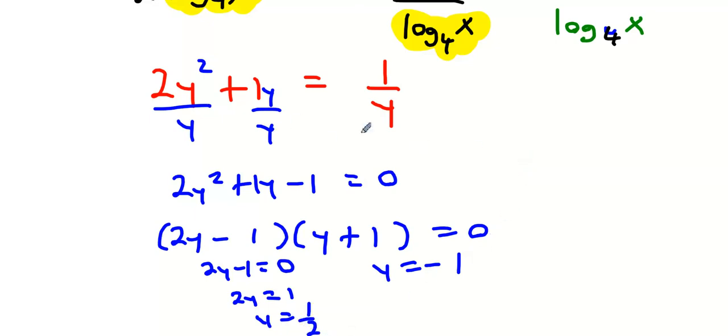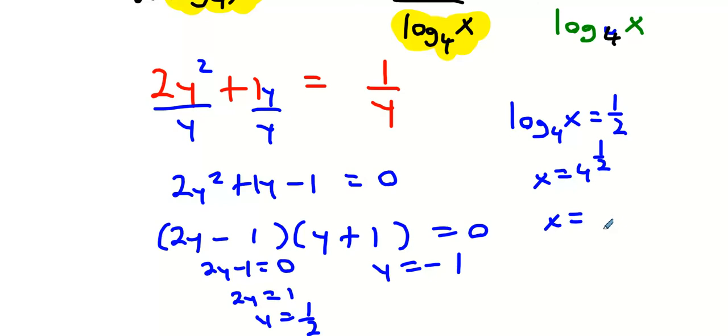Now, here's what we're getting now. We're getting log x base 4 equals a half. This implies that x equals 4 to the power of a half, and 4 to the power of a half is 2. All right? Okay. Next question then is log x base 4 equals minus 1. This implies that x equals 4 to the power minus 1. Implies that x equals a quarter.